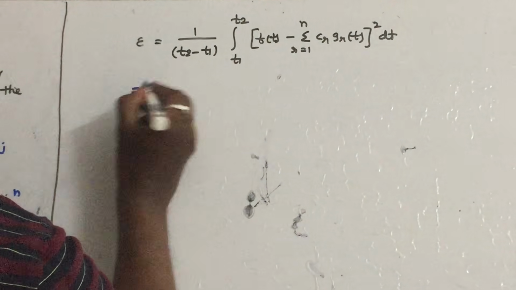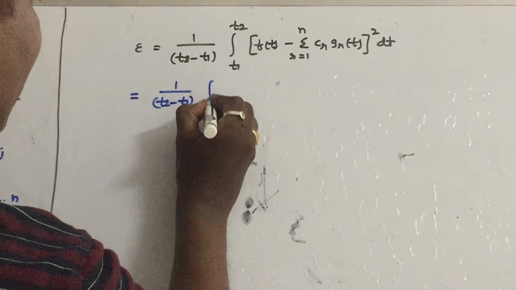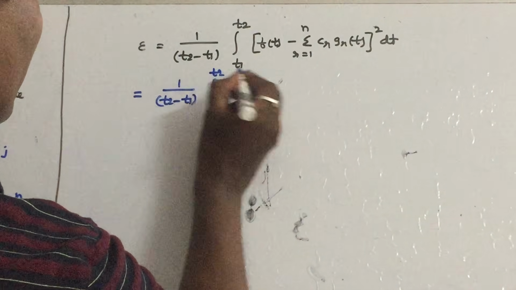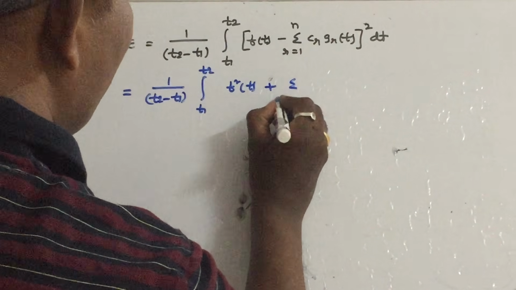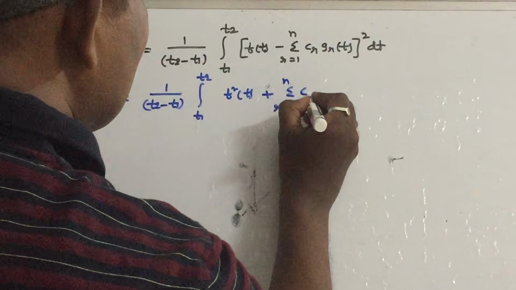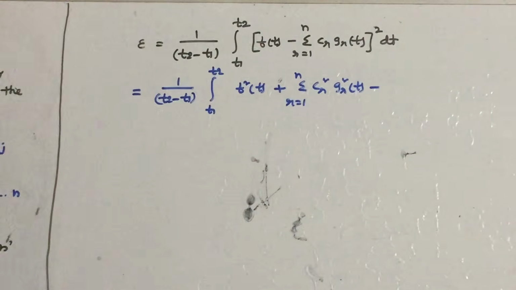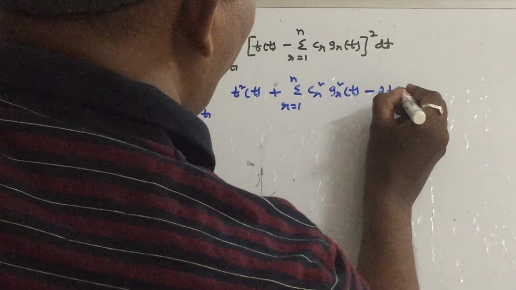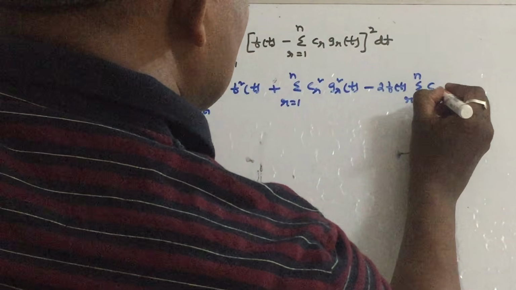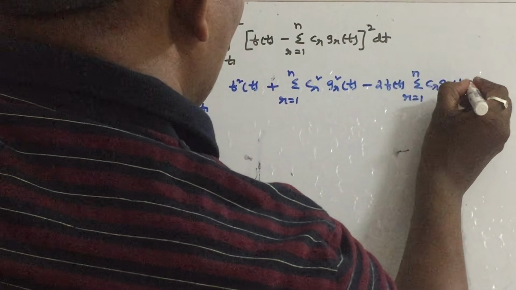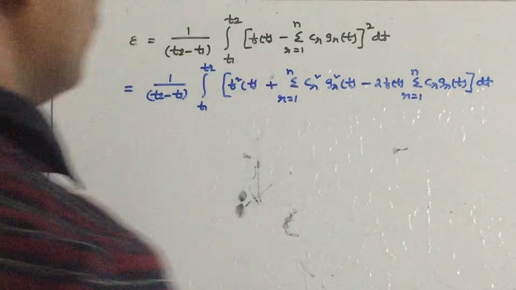So 1 by t2 minus t1, integral t1 to t2. Let us square the term. First term f square of t, plus second term summation r equal to 1 to n cr square into gr square of t, minus 2ab, that is 2 into f of t into summation r equal to 1 to n cr into gr of t, put all in one bracket, and dt.